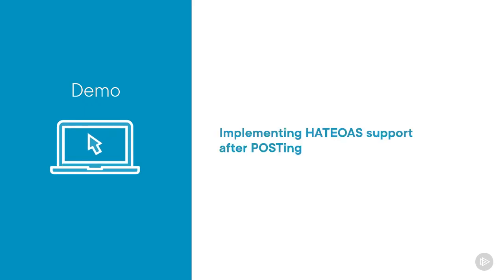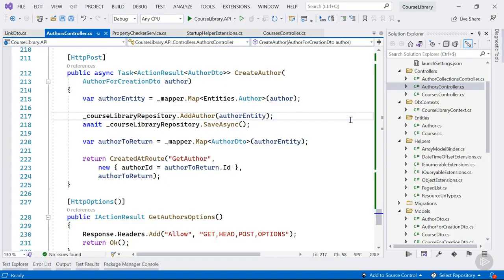When an author has been created, it's returned to the client. It makes sense to also include these HATEOAS links there. We're looking at the create author action on our authors controller. We've got an author to return here. This is the object we want to add those links to. Let's generate the links first.